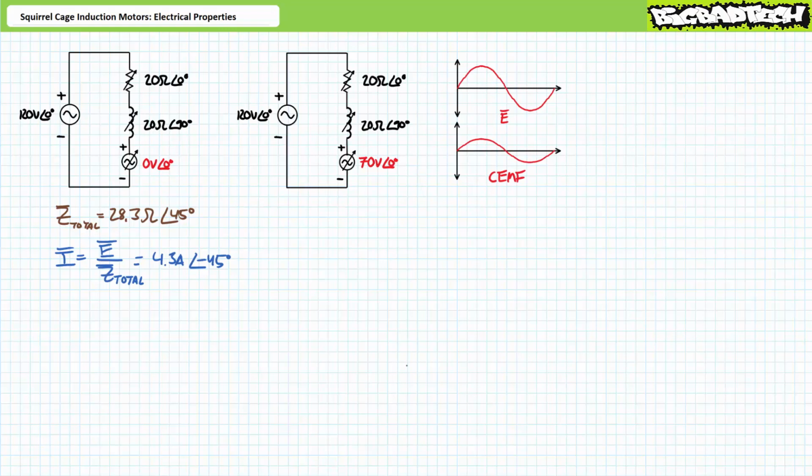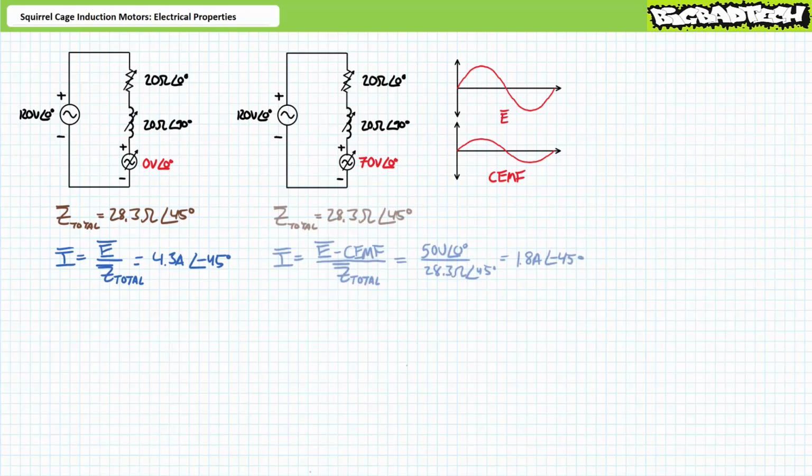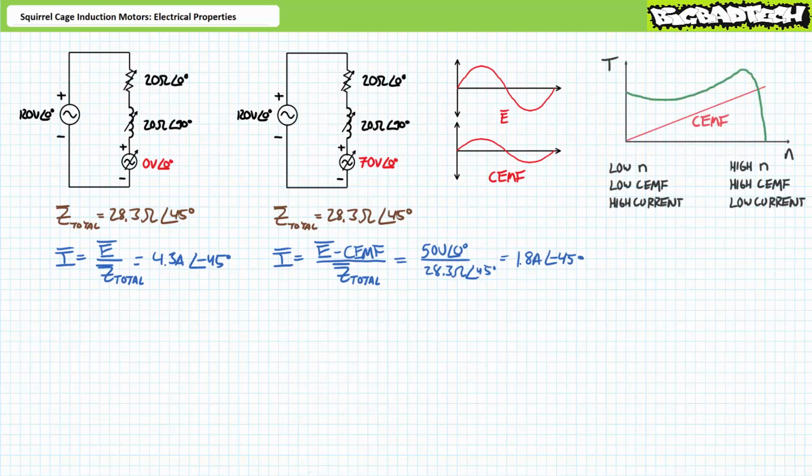Both the source and counter-electromotive force simultaneously peak. However, given their polarity markers are in opposition to one another, an application of Kirchhoff's voltage law demonstrates the series impedances experience a differential of 120 minus 70, or only 50 volts. An application of Ohm's law demonstrates the source supplies roughly 1.8 amps at an angle of negative 45 degrees. You'll note with increased counter-electromotive force, the same impedance experiences less of a differential and as a result draws less current.